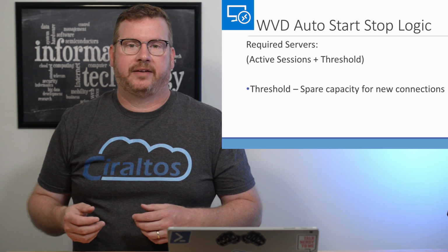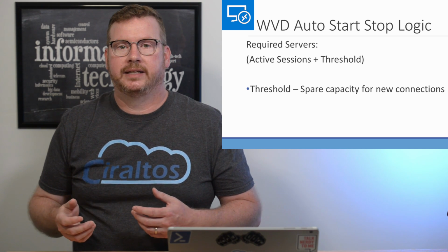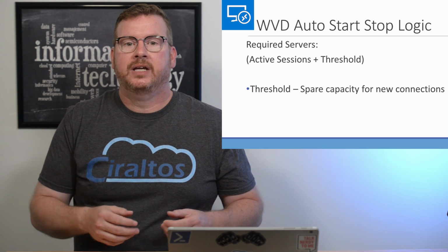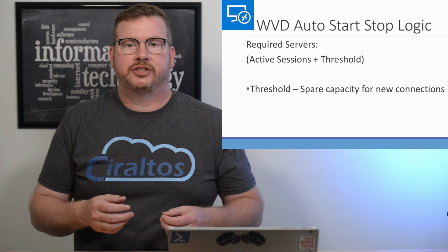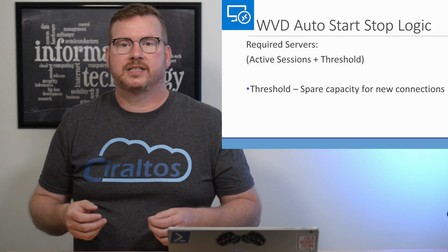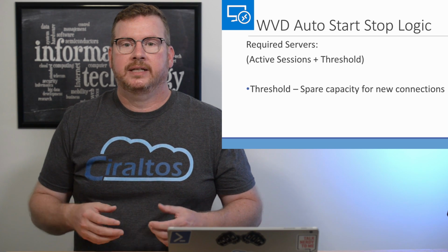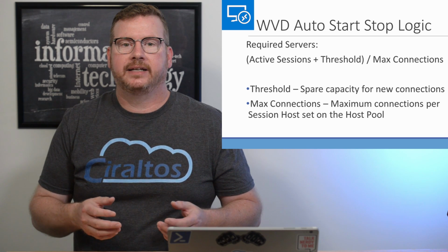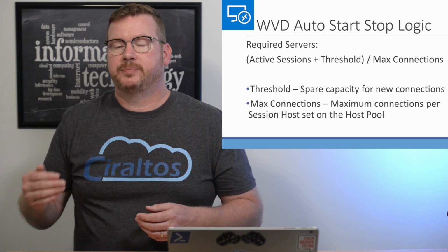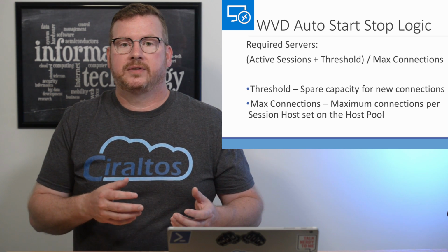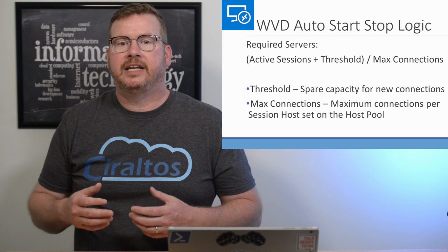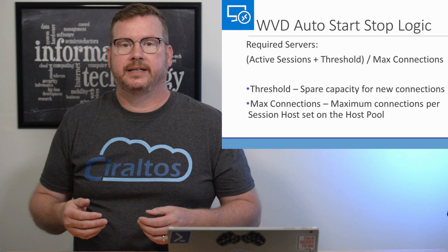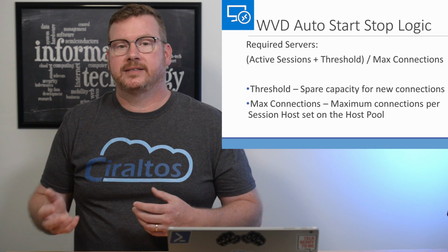The script uses simple math to figure out the number of session hosts that should be running. It starts by finding the number of active sessions and adds a threshold value to that number. The threshold value is the number of sessions that should be available at all times to satisfy new logins between script runs. This is spare capacity for new connections. Once the current sessions and threshold value are added, that number is divided by the depth first max value. This is the total number of sessions allowed per session host. Any fraction is rounded up. That equals the total number of session hosts that should be running. The script will shut down and start servers based on that number.